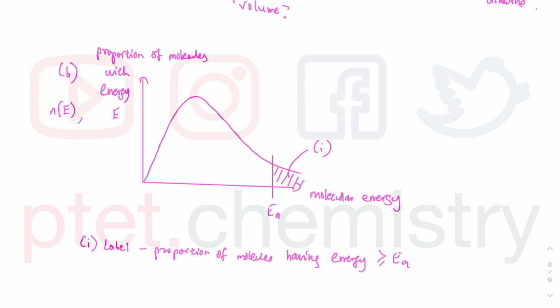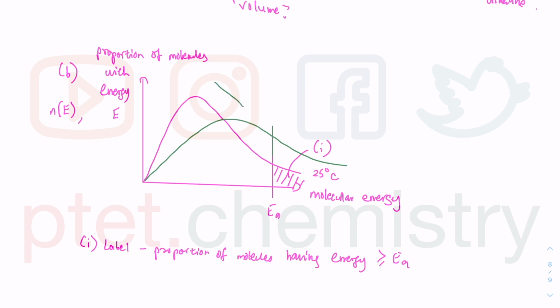Now use the same axes to sketch the distribution of energies at 50 degrees Celsius. This graph is drawn for 25 degrees Celsius. Now I want to draw for 50 degrees Celsius. The graph will shift to the right, and this peak will be lower because there are more particles with higher energy, but overall the number of molecules that you have doesn't change because you are just changing their energy.